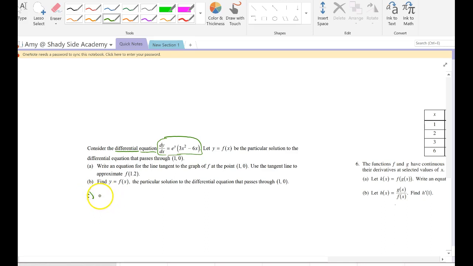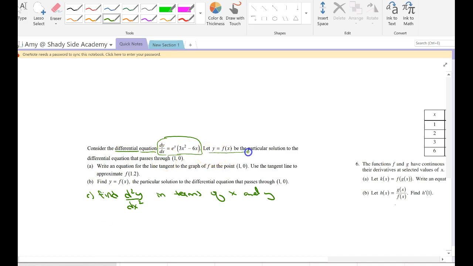And part C is to find d squared y by dx squared in terms of x and y. Okay? That's why I wanted you to look at this first, because I wanted to add on a part C to this question.